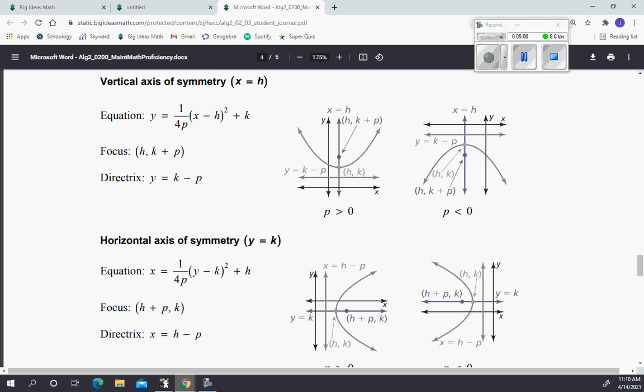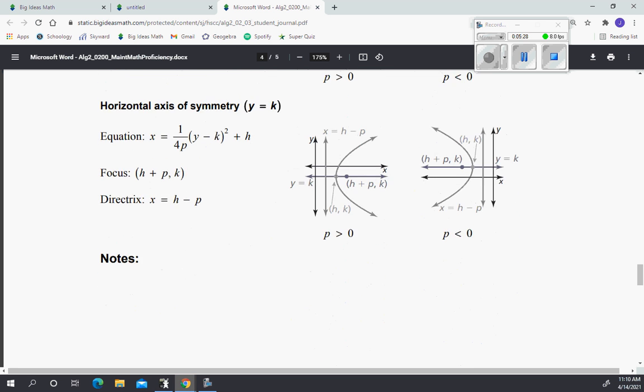The only thing that really changes is our focus now. We find P, but then our focus is H and then K plus P. So it's still over to the right, but then we have to move it up even further from our vertex with that plus P. Again, we'll go over some examples here in a second.